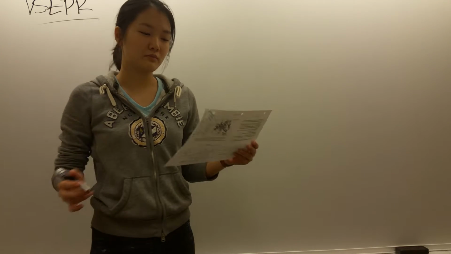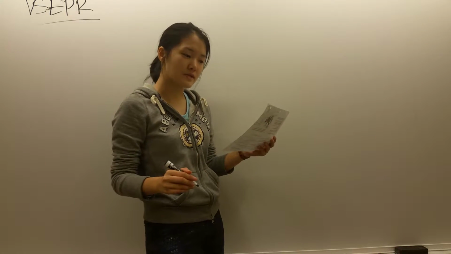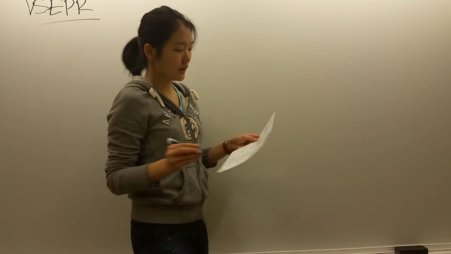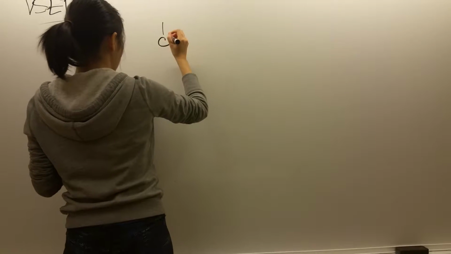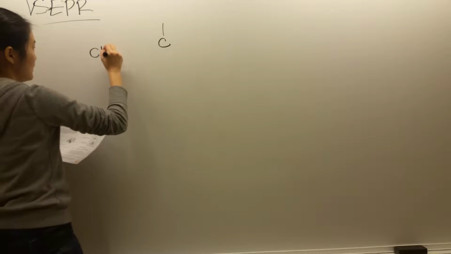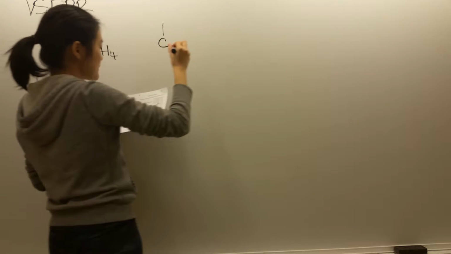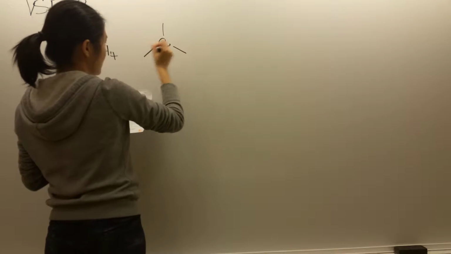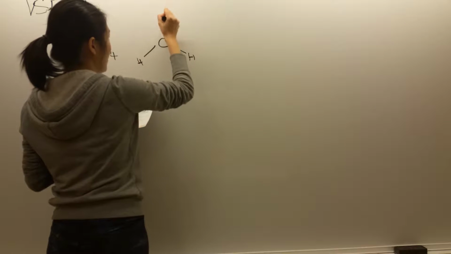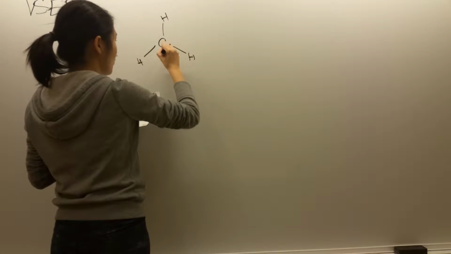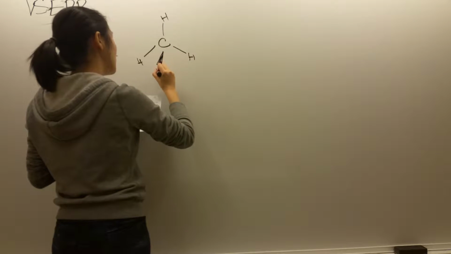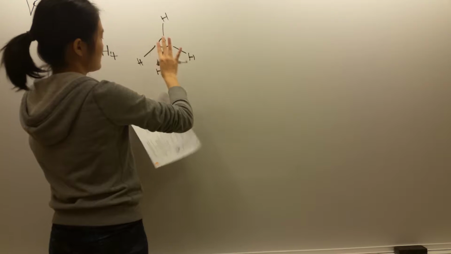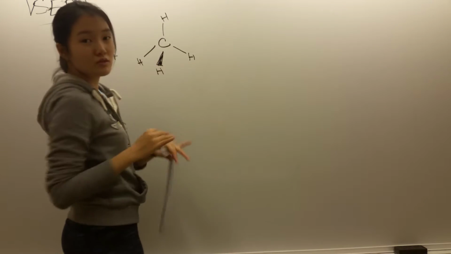So VSEPR theory, molecular geometry can be represented by different models. Perspective drawing, which is like, maybe you have CH4. The perspective drawing is going to be, hey, these are all on one plane, but then there's this one hydrogen that sticks out, and you draw a wedge here. You see that it gives you this three-dimensional feeling, and so that's going to be a perspective drawing.